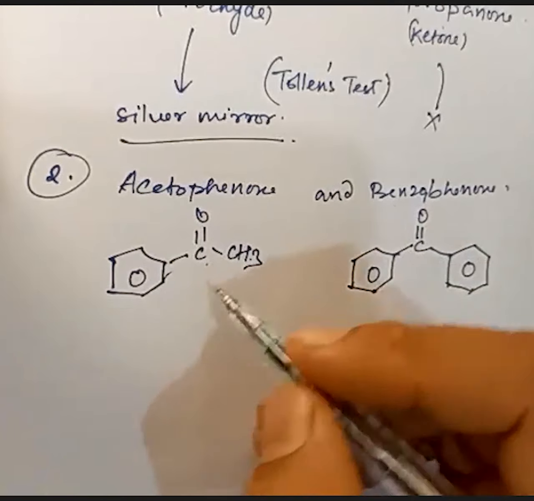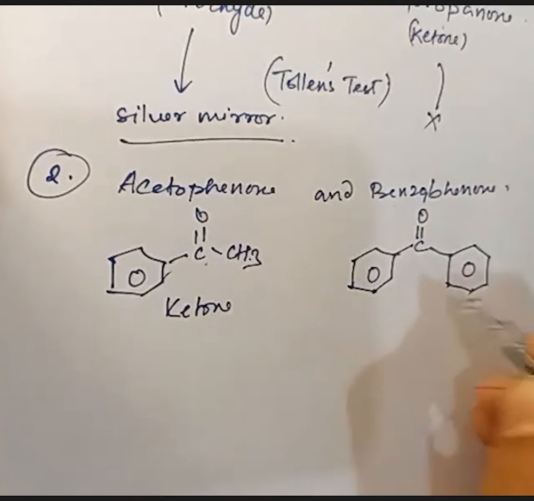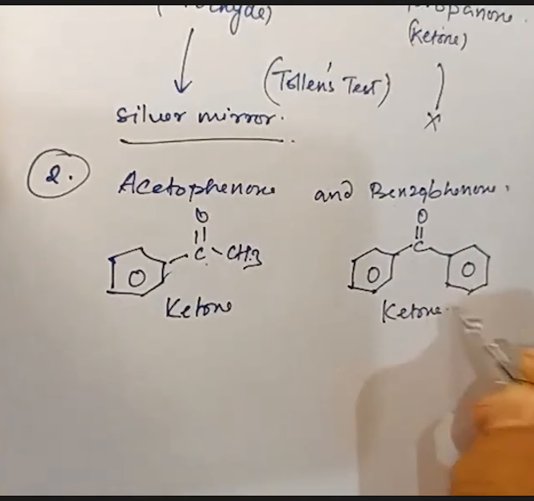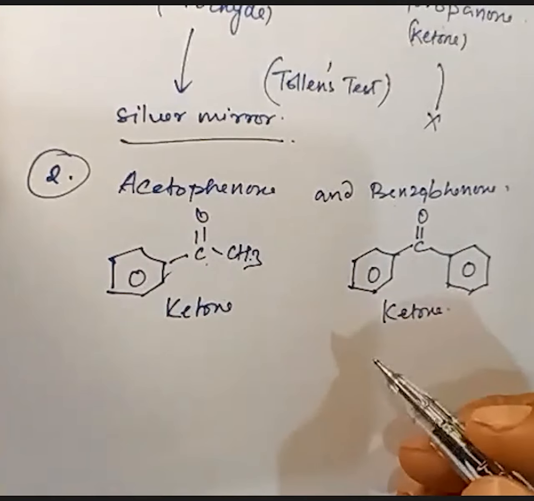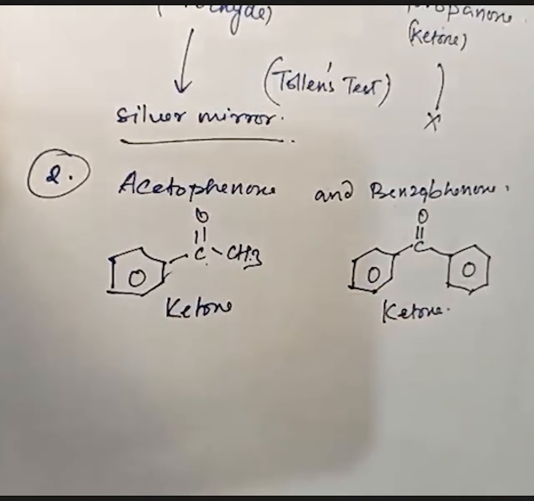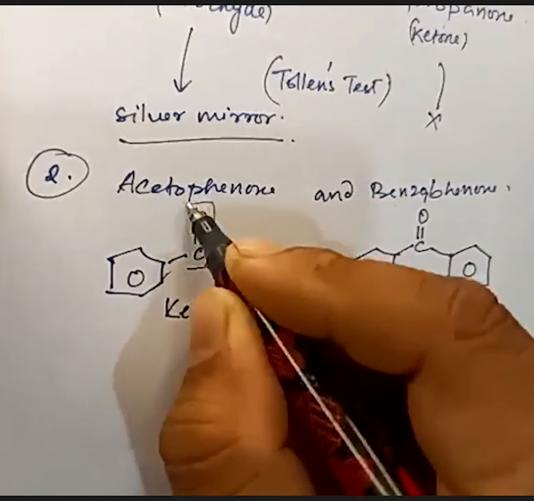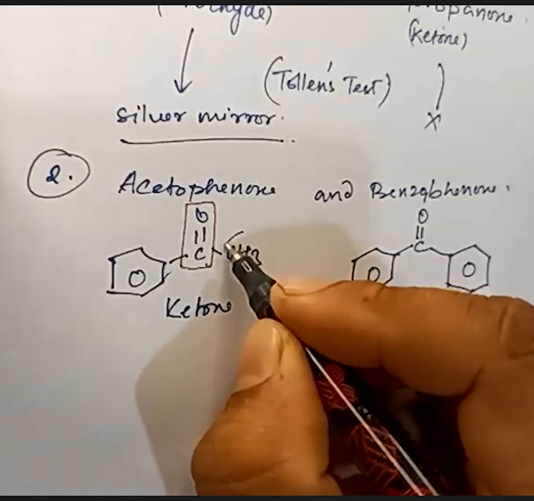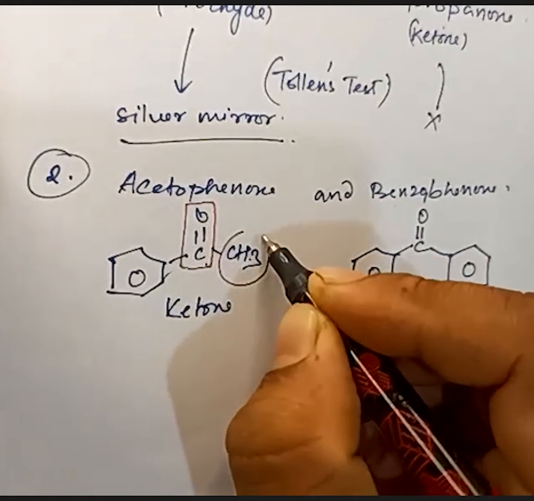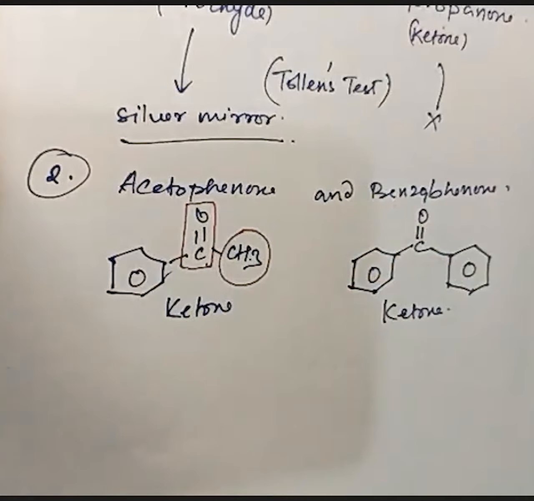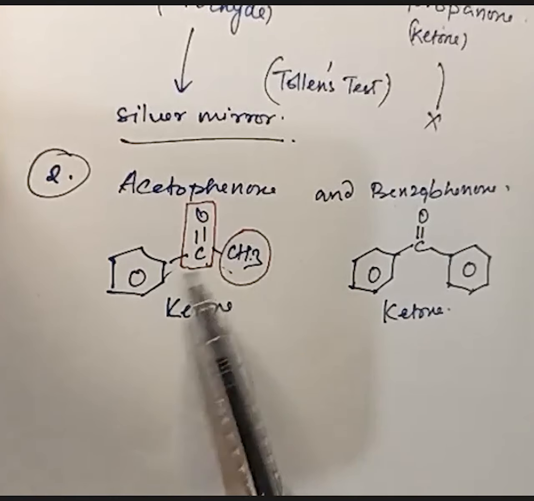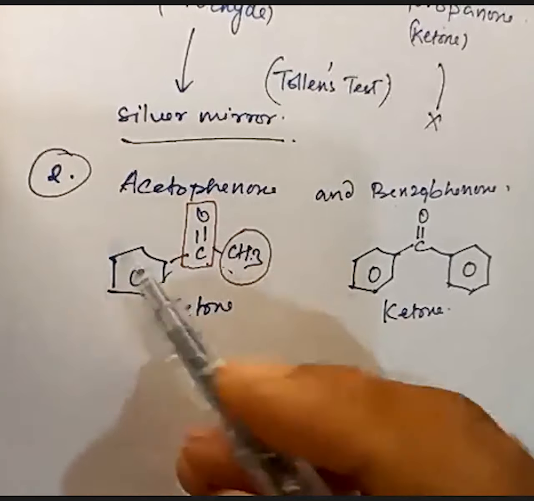Okay, both are ketones. This is a ketone, this is also a ketone. So how do you distinguish between ketone and ketone? Both are ketones, but how do you distinguish? There is one certain type of ketone which is known as methyl ketones. Methyl ketone means what? There is the C double bond O group. On one side of the C double bond O group, there will be a CH3 group. Fine. So since the CH3 group is there on one side, these are known as methyl ketones.